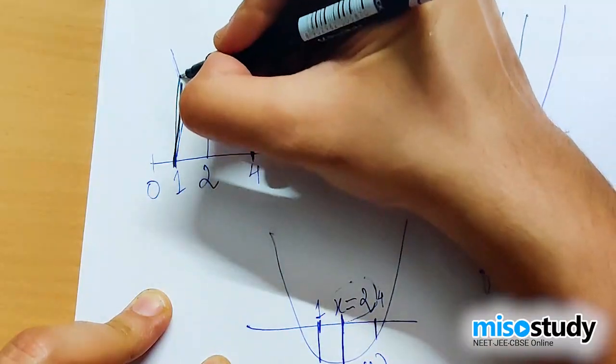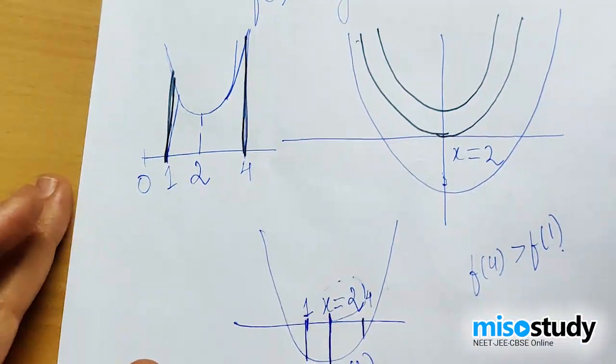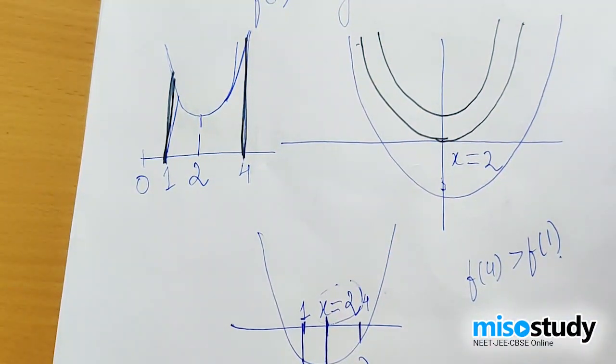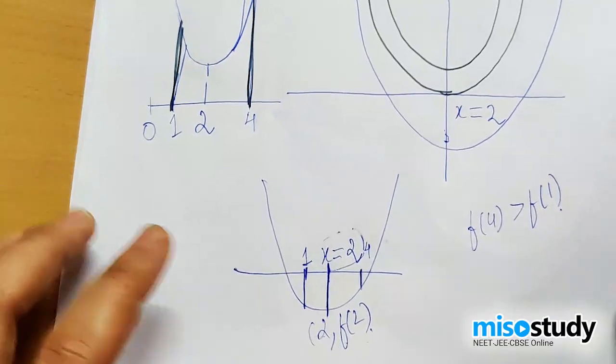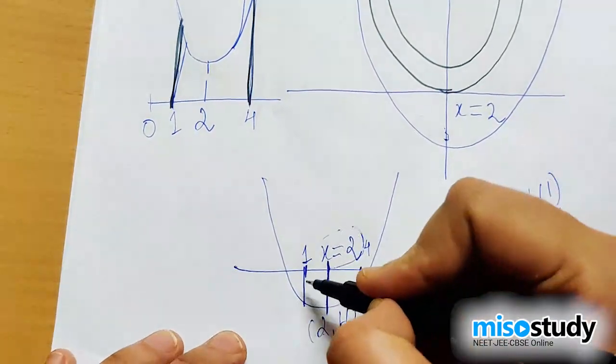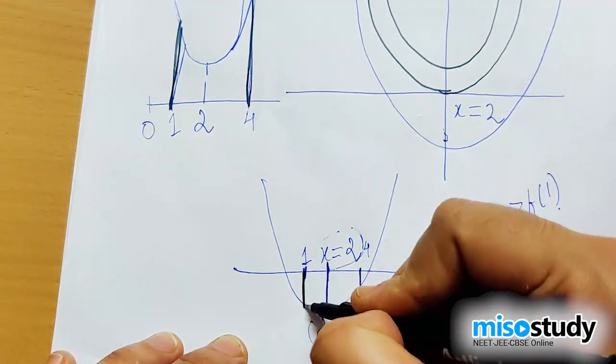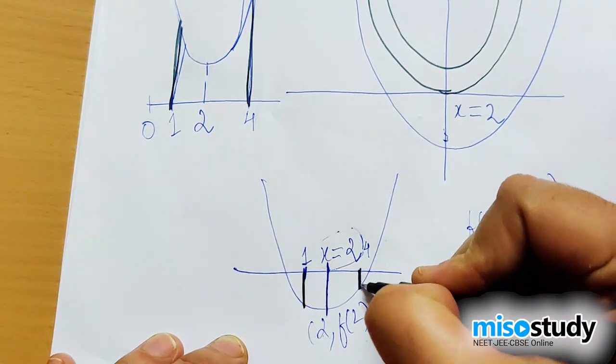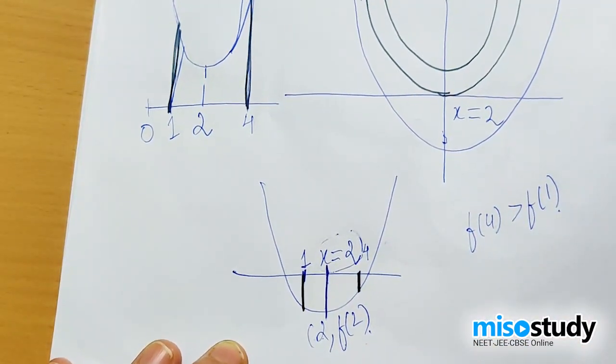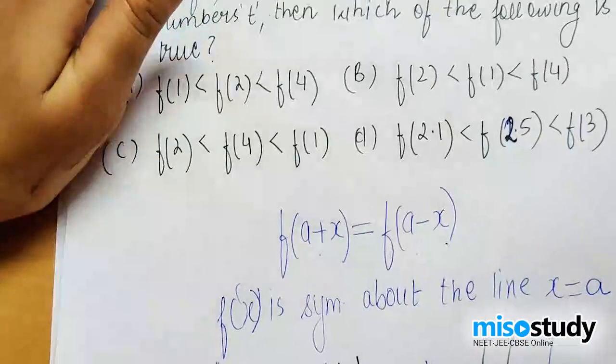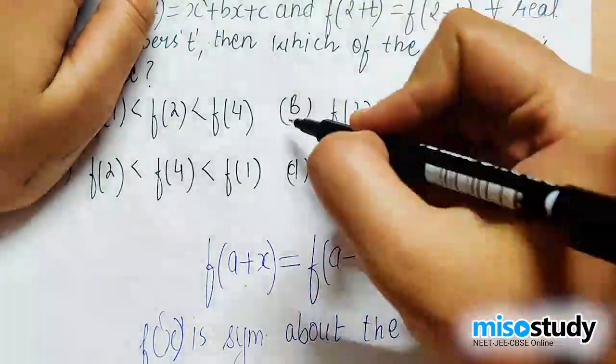Let's make a straight line. You can clearly conclude this through the graph. Any graph, you must have taken this graph as well. This one also concluded the same thing. f of 1 has more negative value, while f of 4 has lesser negative value. Certainly f of 4 is greater than f of 1. So that means this is completely correct.